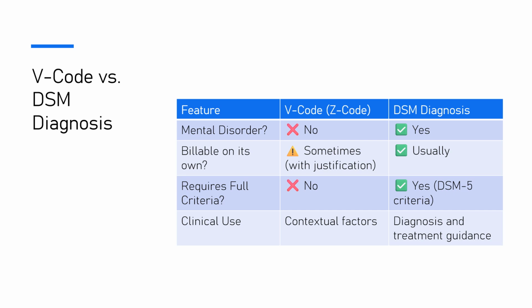So here are some of the features of the V codes versus the DSM-5 diagnosis. Is that a mental health disorder? No, it is not. The DSM-5 diagnosis is. Is it billable on its own? Sometimes with justification, but rarely are V codes billable. DSM-5 diagnoses usually are billable. Requires full criteria? No, the Z codes do not require full criteria. They just help create that clinical picture. But the DSM-5 diagnosis does require full criteria. The clinical use is contextual factors for V codes, and diagnosis and treatment guidance for the DSM-5 diagnosis.